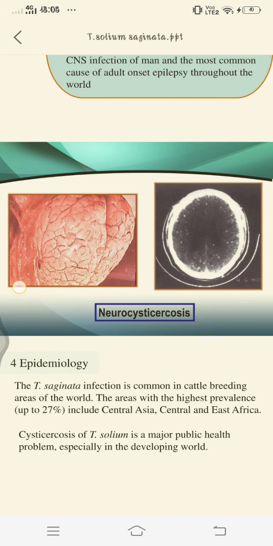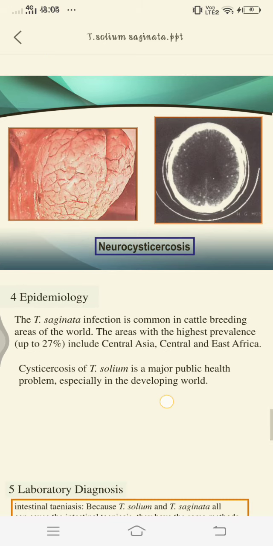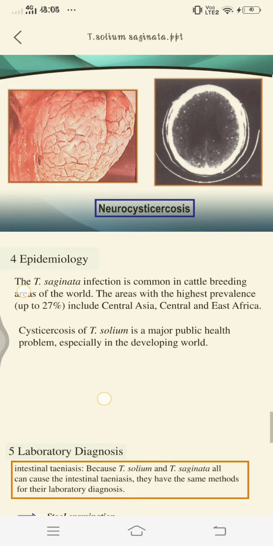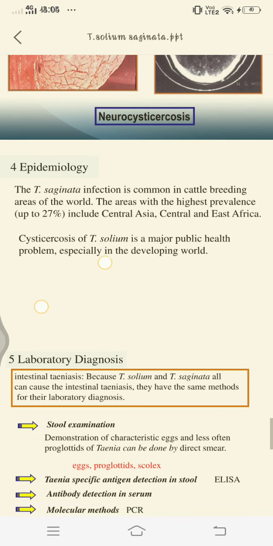So, epidemiology. Infection is common in cattle breeding areas of the world, with highest prevalence in Central Asia and Central East Africa. Taeniasis is a major public health problem, especially in developing countries, because it is mainly based on hygienic habits, because of auto-infection. Even if you don't eat pork, it may attack you.